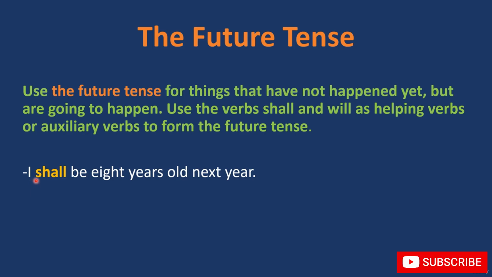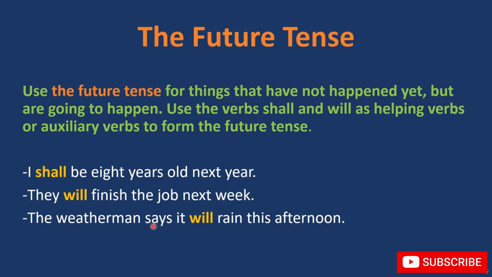When I say I shall be 8 years old next year, I can say I shall be or I will be. So again, this is something that will happen in the future. I use will or shall plus infinitive. They will finish the job next week. So again, this is future. The weatherman says it will rain this afternoon. Again, this is future.